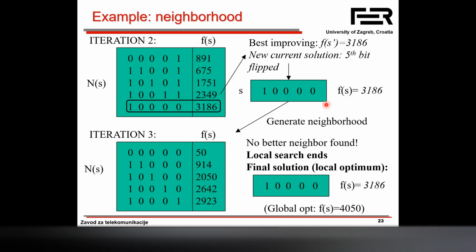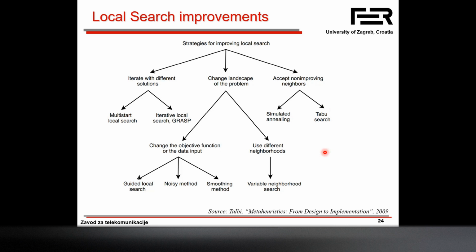However, the global optimum, at least in this case, will give us a value of 4,050. So we have not found the globally optimal solution. Okay, just to illustrate, there are many ways to improve local search. Very many strategies for this.